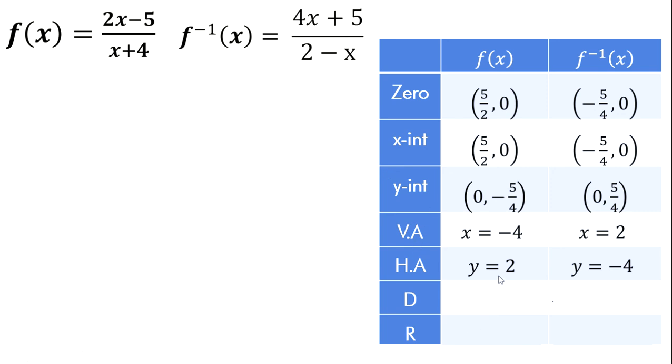And notice, if you recall our strategy when we are identifying the domain and range, given that we have this case, all we need to exempt are the asymptotes, the vertical and horizontal asymptotes. For the function, we exclude the value of x, which is negative 4. All real numbers except negative 4. And then for the horizontal asymptote, all real numbers except 2. For the inverse function, we exempt the value of the vertical asymptote, which is 2. So all real numbers except 2. Then just like what I've said earlier, for the range of the function, all real numbers except 2, since the horizontal asymptote here is 2. While here, y is equal to negative 4, so all real numbers except negative 4.